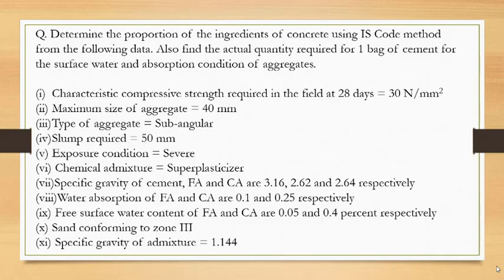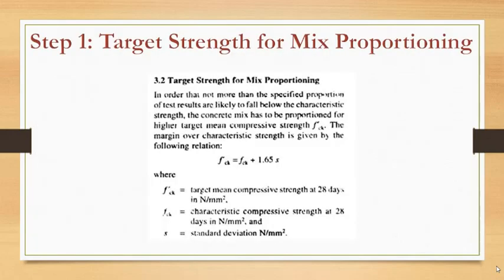This is almost similar to the previous question, but there is an extra requirement: also find the actual quantity required for 1 bag of cement for the surface water and water absorption condition of aggregates. So our question asks for the ratio of cement to fine aggregate to coarse aggregate, but in this question we also have to find out the actual quantity of all the materials for 1 bag of cement, and for the surface water and absorption condition, extra data is given in the question.